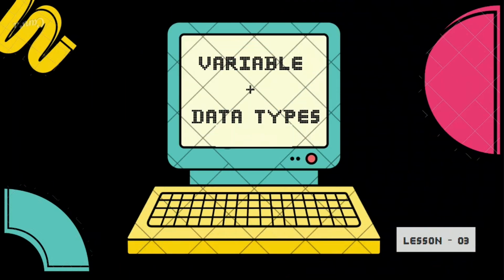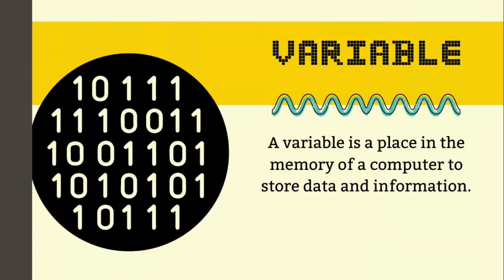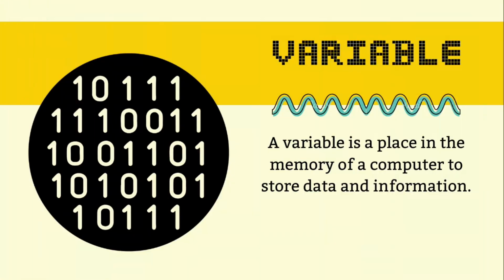Hello and welcome back. Today, we will talk about variables and data types in the C programming language. Recall from the Python lessons that a variable is a place in the memory of a computer to store data and information. In Python, you would name a variable and then store data directly. But in C, you have to mention the data type before naming your variable.